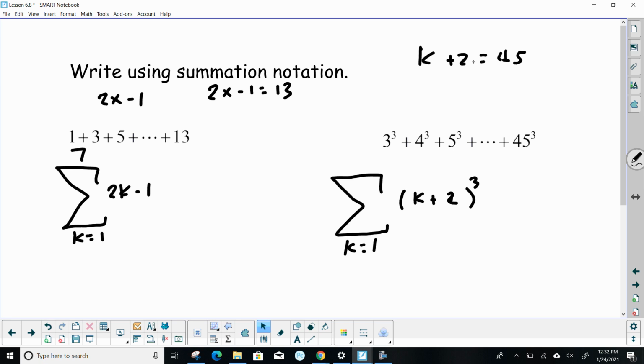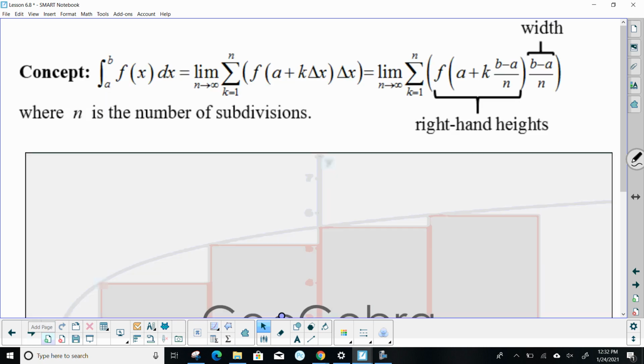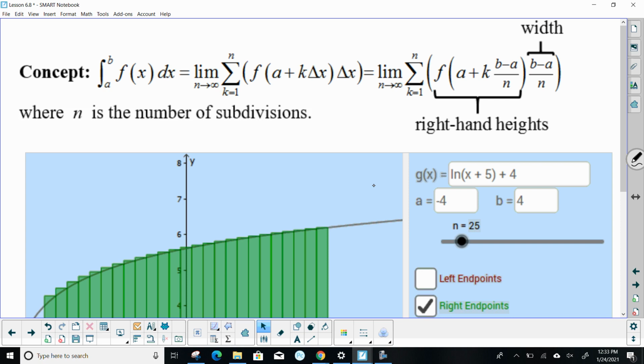So if you try that, minus a 2 over, it'd be 43. Okay. There's writing that problem with summation notation. The whole point behind doing this is because we're going to talk some more about Riemann sums. So I want you to look at this graph right here.